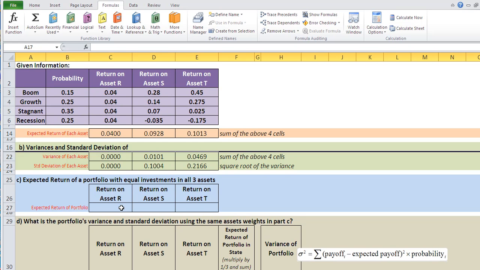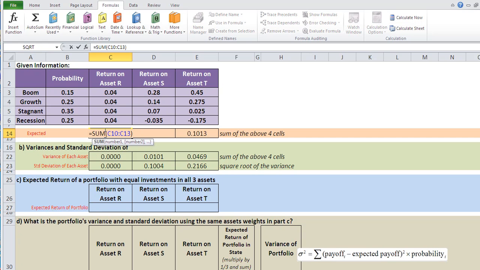So all that we need to do here is just multiply the expected return on each asset, which we have up here from part A, by 33%, because if we had a portfolio with equal investments in all three assets, that would mean one-third of the portfolio would be from each asset. So we'll go ahead and plug in a formula. We're just going to take the number here and multiply that by 0.33, or one-third.